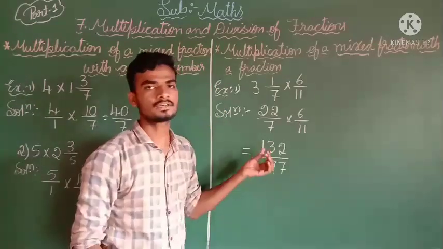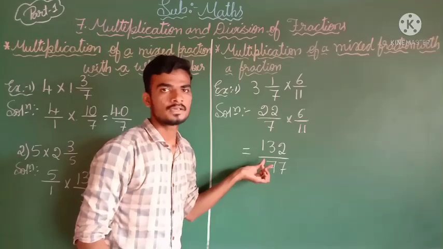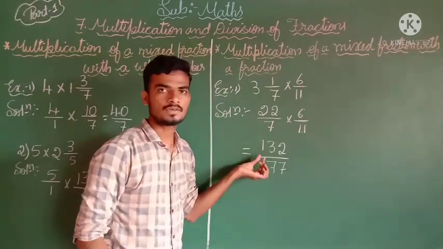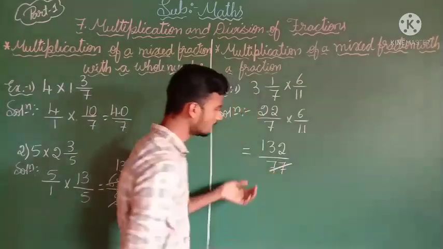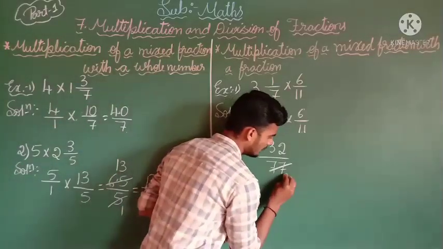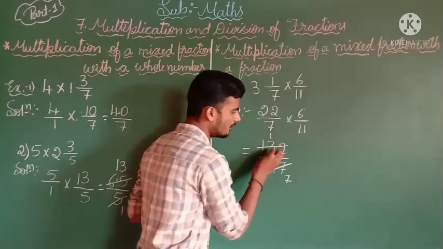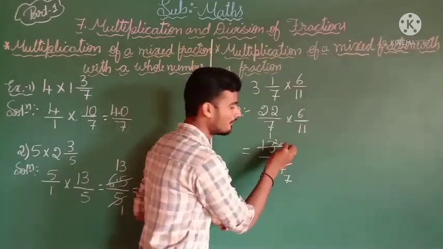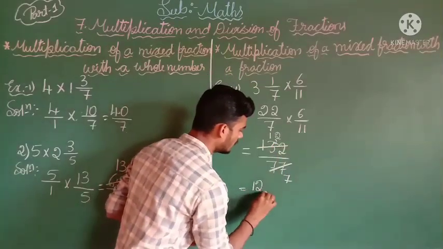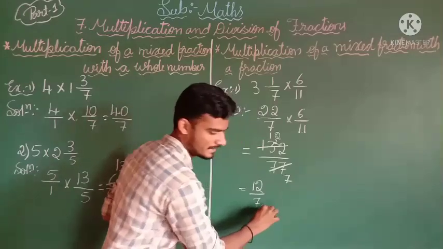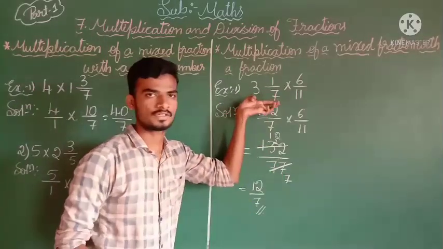Now you want to check whether it is possible to reduce into the lowest term or not. Yes, it is possible, so we want to reduce. 11 7s are 77. Then 11 1s are 11. Here 2 remains, is it? So 11 2s are 22. Then we got 12 by 7. 12 by 7 is our product, our solution for this question.